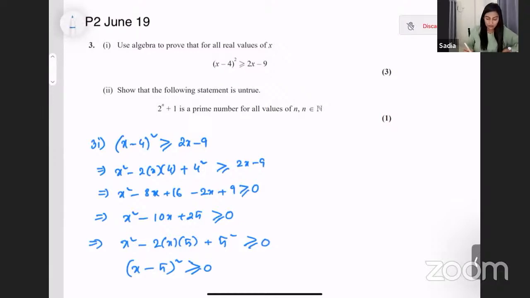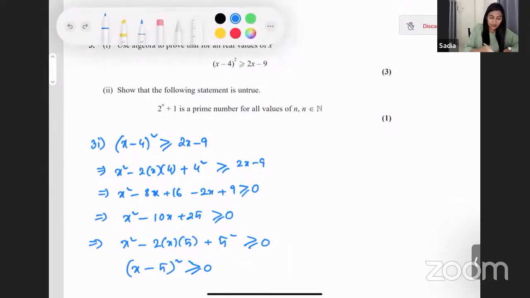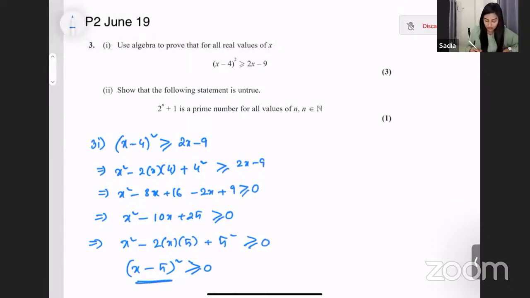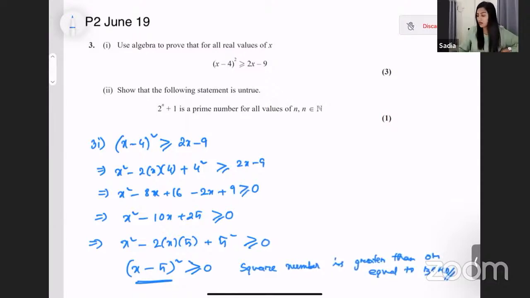Okay, so we started from here, then we expressed this in terms of a completing square. And now we can write that since it's a square number, any square number is always greater than or equal to 0. So we are done with 3.1.